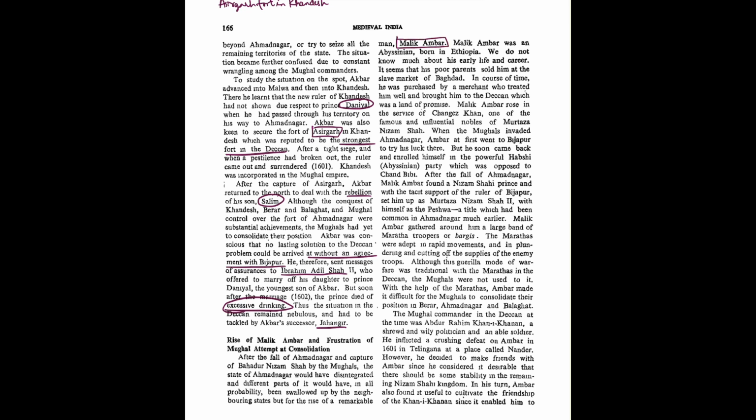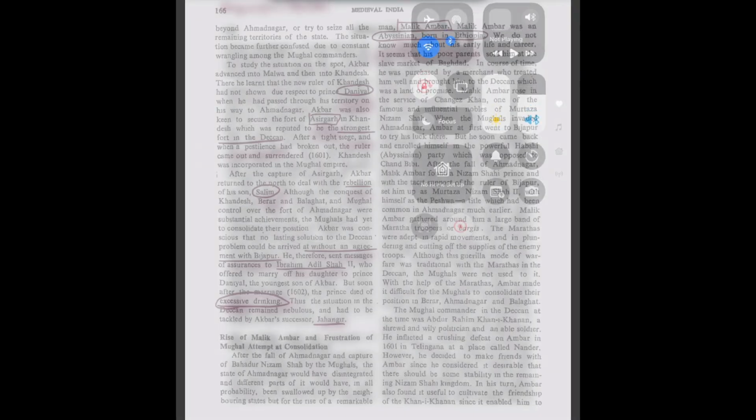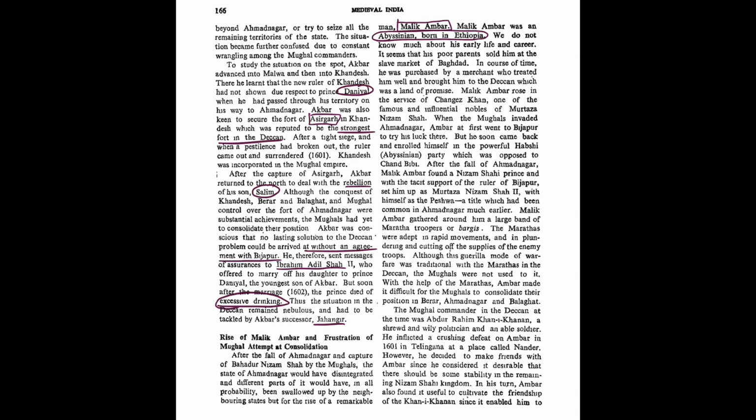Malik Ambar was an Abyssinian born in Ethiopia. We do not know much about his early life and career. It seems that his poor parents sold him at the slave market of Baghdad. In course of time, he was purchased by a merchant who treated him well and brought him to Deccan, which was a land of promise.